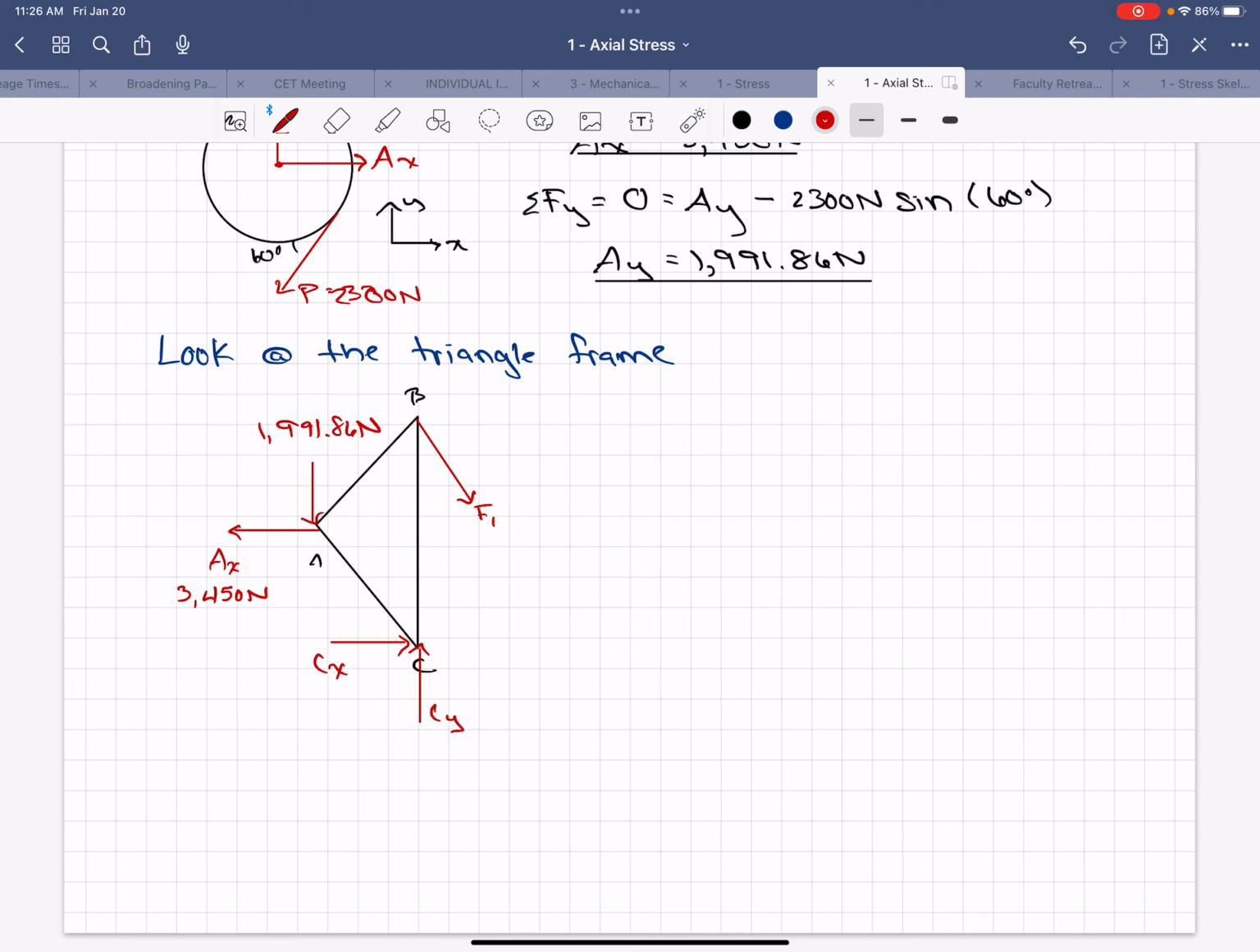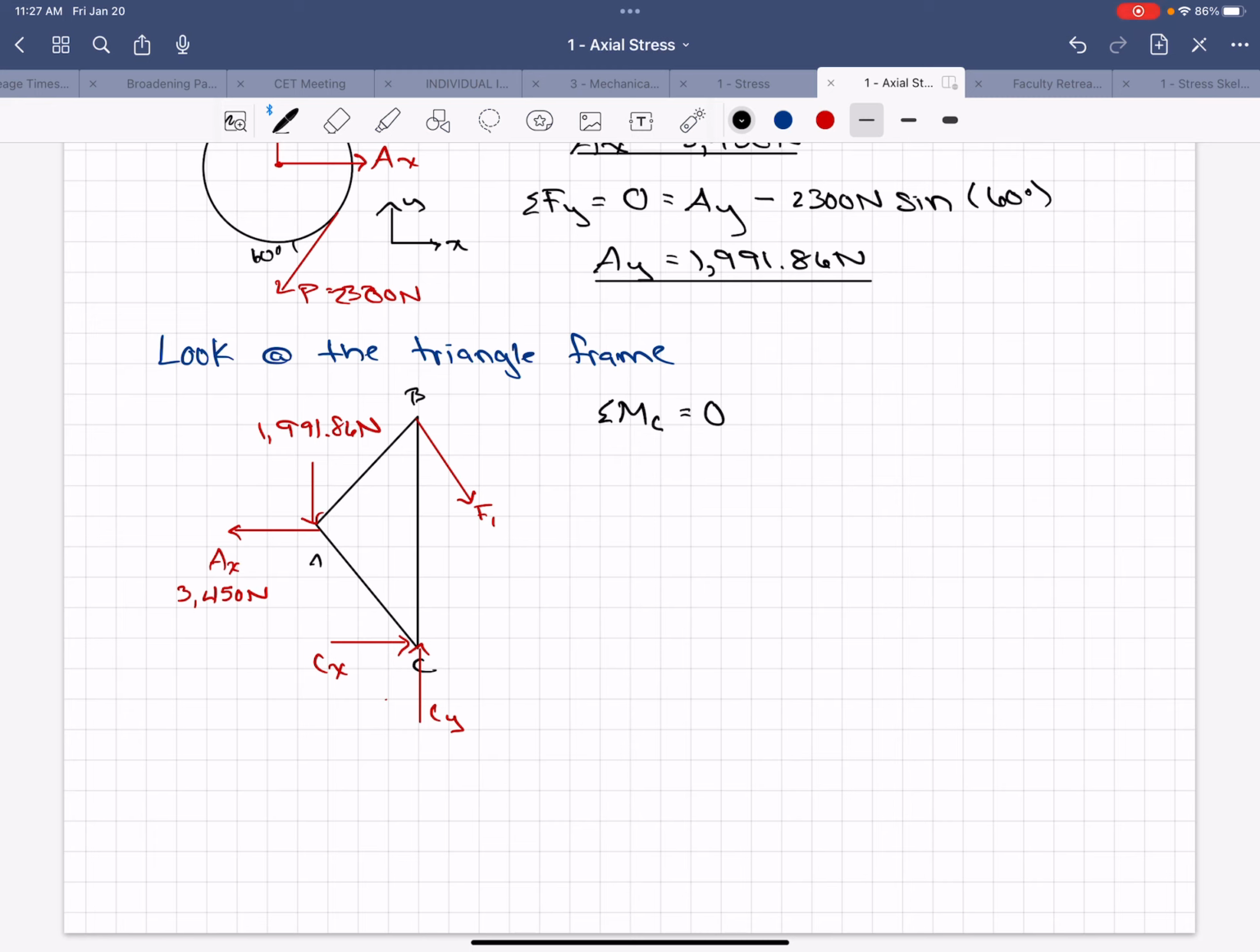Alright, so now we know the reactions at A. We don't know the reactions at C, but all we really care about is F1. So if we take a moment about C, ΣM_C = 0, then we don't have to worry about the reactions at C, and we can solve for F. But we need to draw some dimensions on our diagram first.